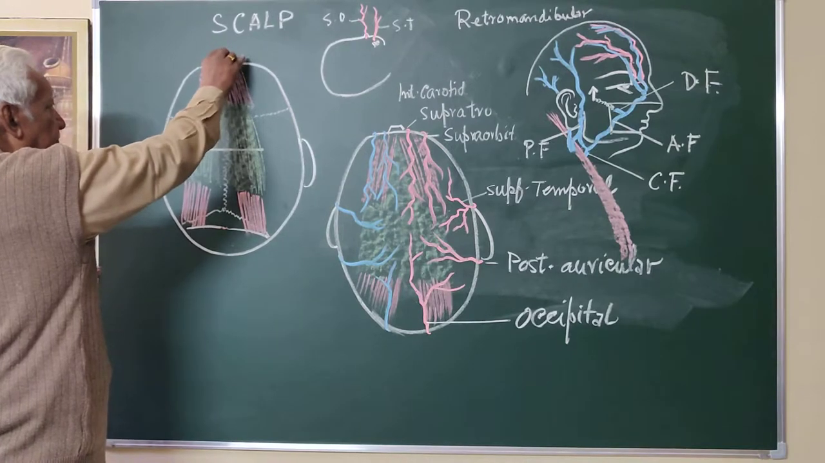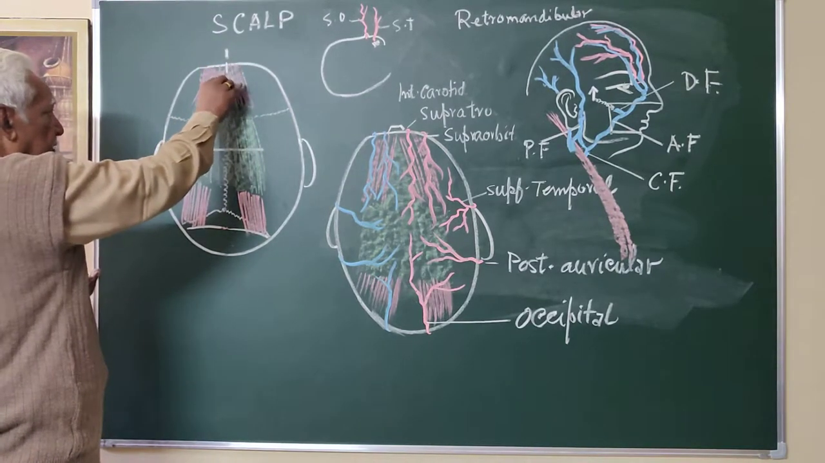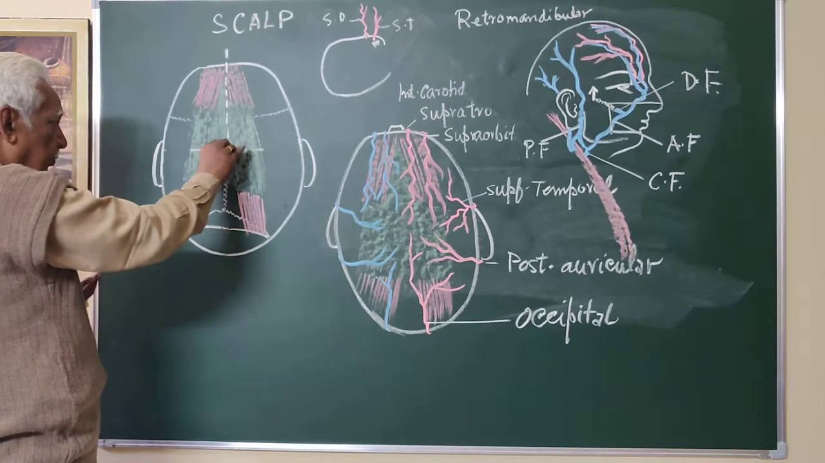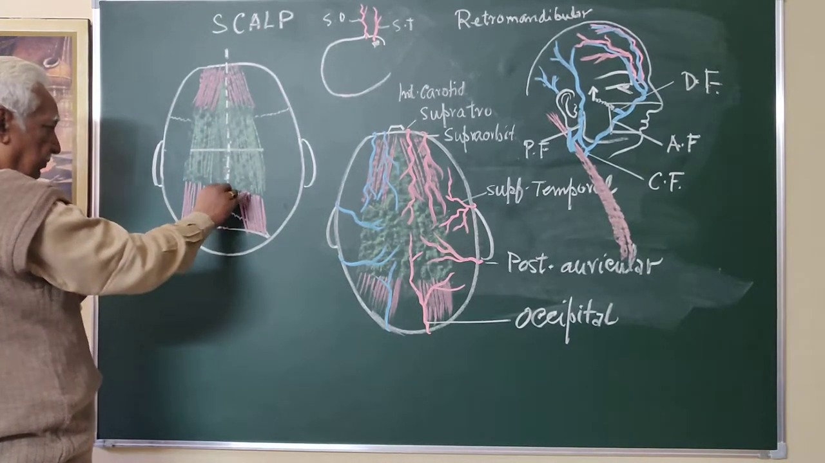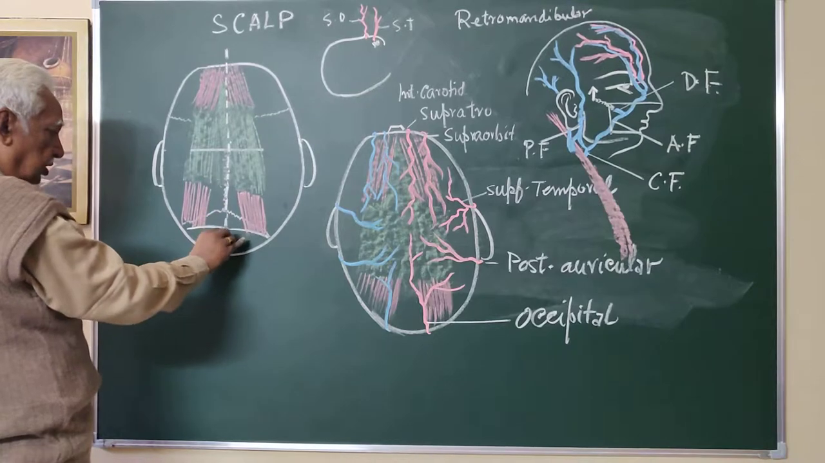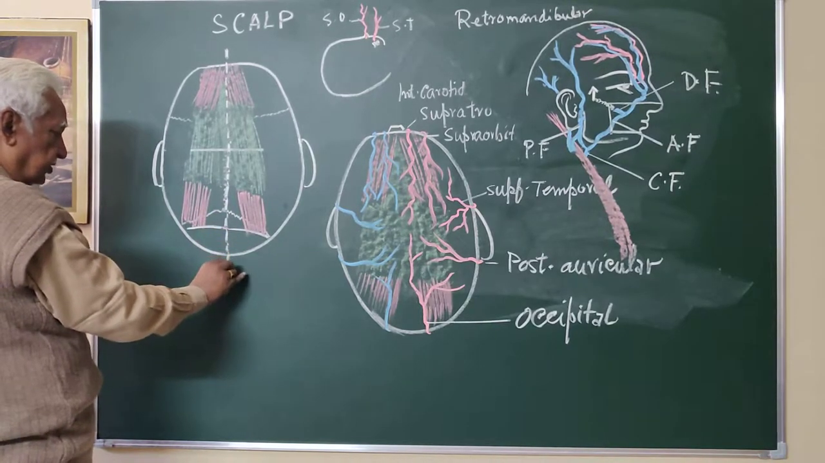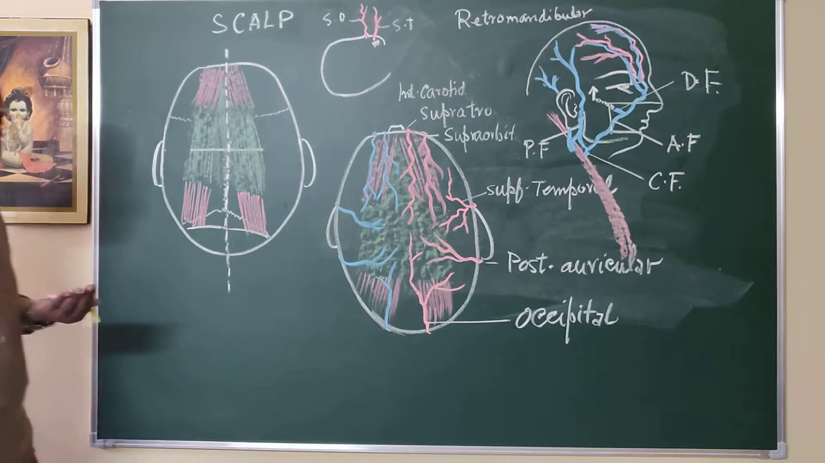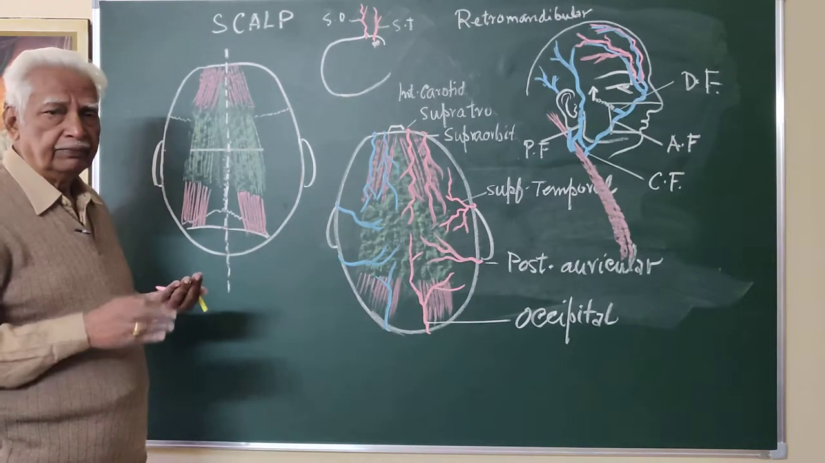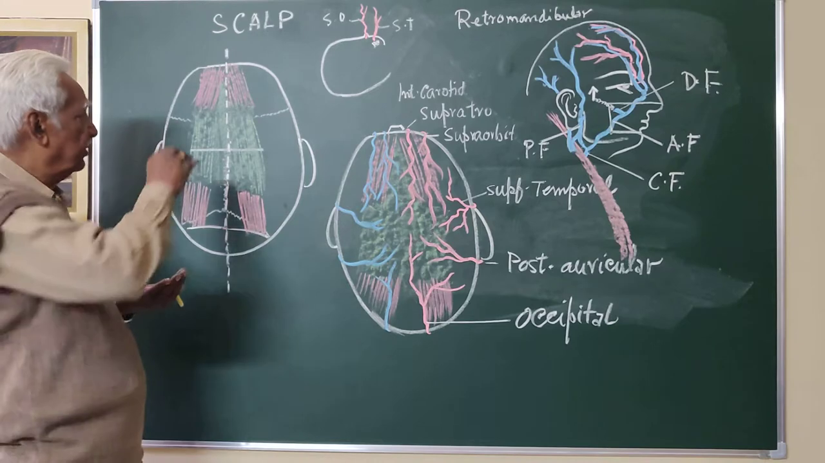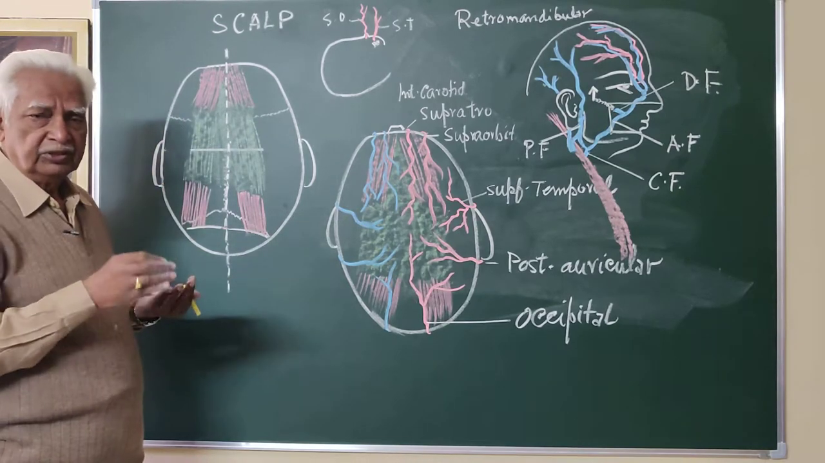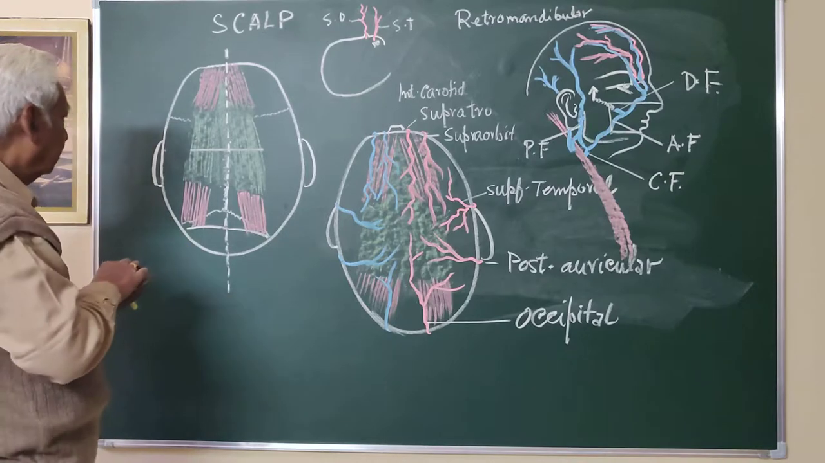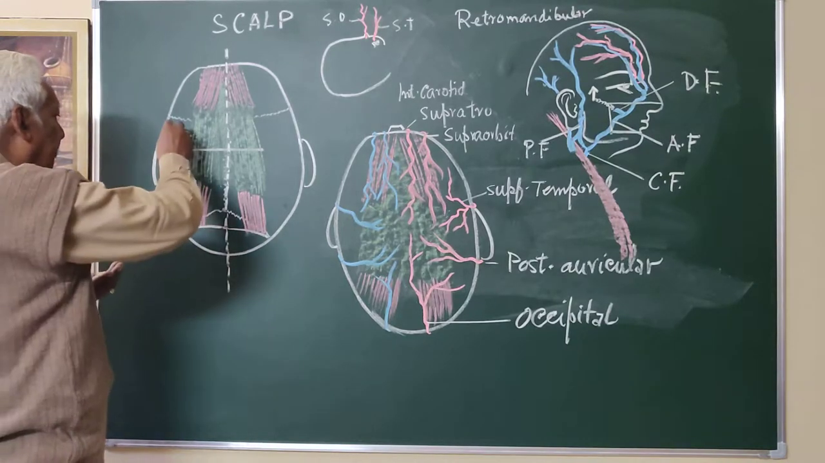For your purpose, I will draw a dotted line here in the midline; on one side we will show the sensory nerves, on the other side the motor nerves. The motor nerve for this region, which will supply both the frontal belly as well as the occipital belly, will be a branch from the facial nerve.